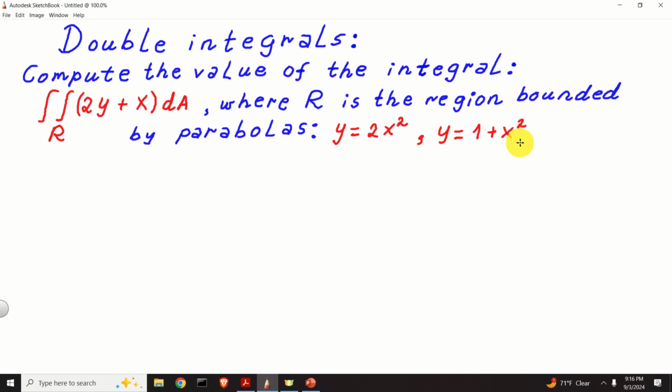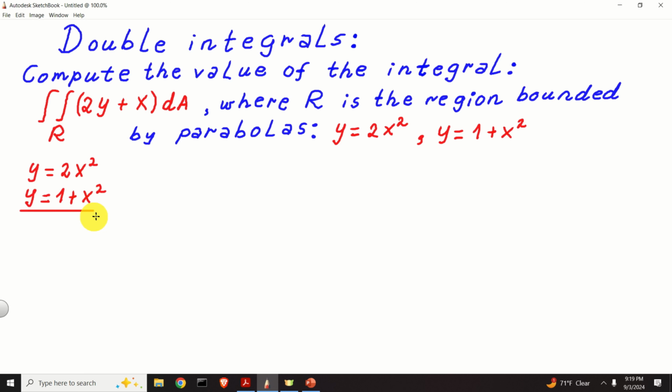Let's solve this example. The first step is to sketch the region R in the two-dimensional plane and to mathematically describe this region. So how to do that? Well, to sketch the region R, we first need to find the intersection points of these two parabolas. To find the intersection points, we need to solve this system of equations. The first equation in the system is y is equal to 2x squared, and the second equation is y is equal to 1 plus x squared.